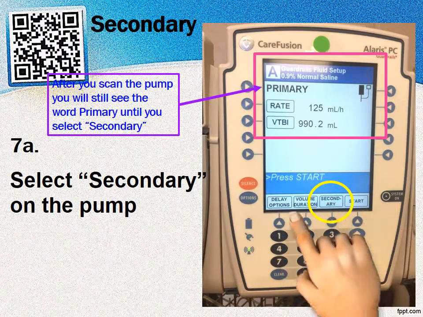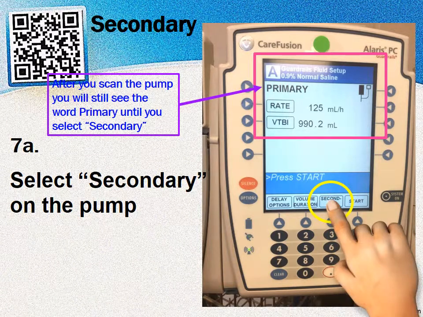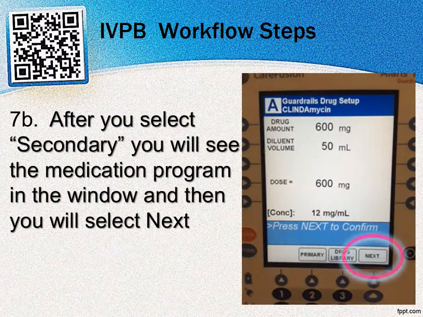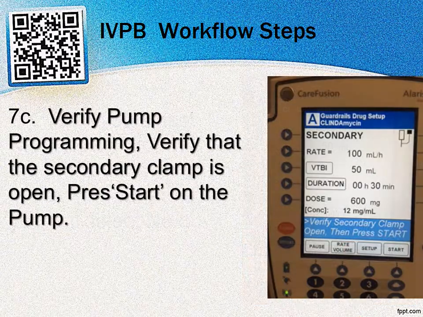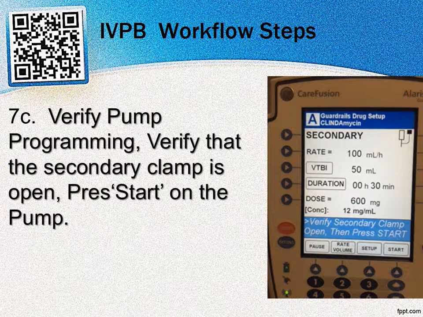After you scan the pump, you will still see the word primary until you select secondary. You want to select secondary on the pump. After you select secondary, you will see the medication program in the window. Then you will select Next. Verify pump programming. Verify that the secondary clamp is open and press Start on the pump.